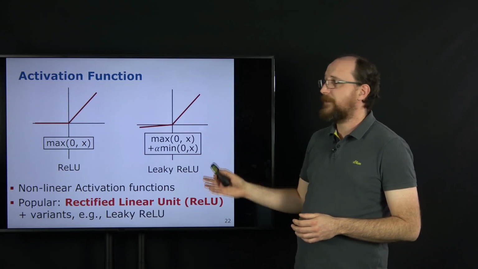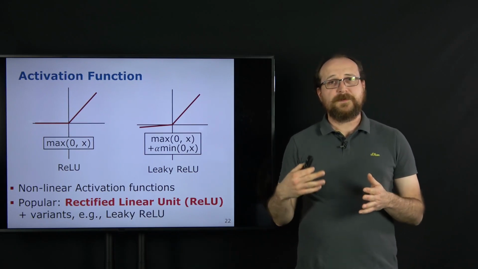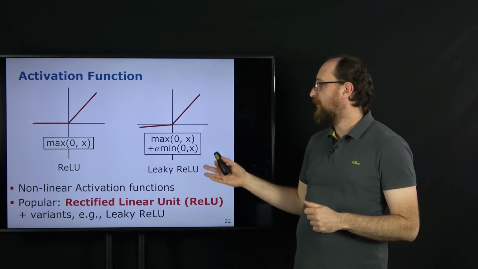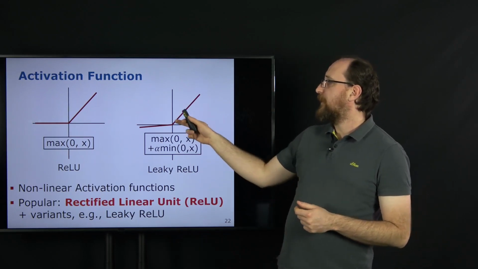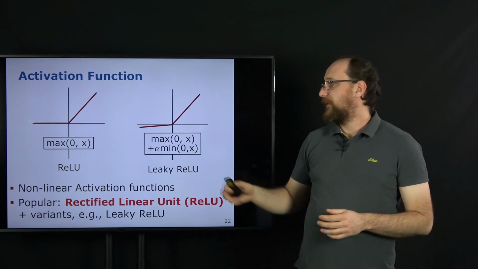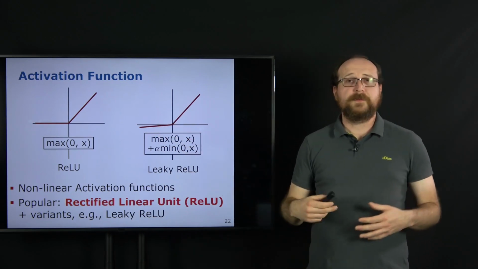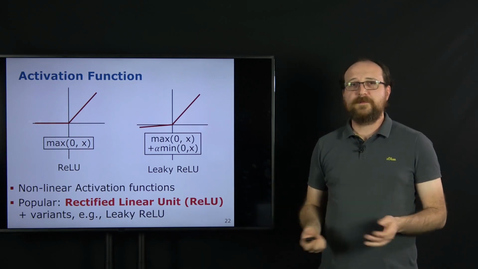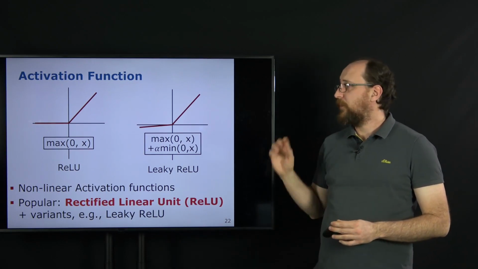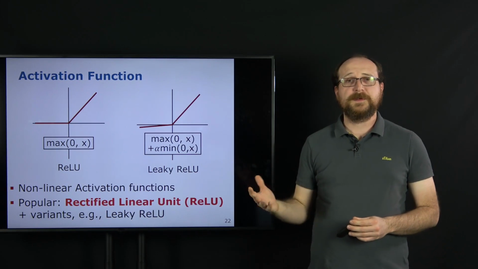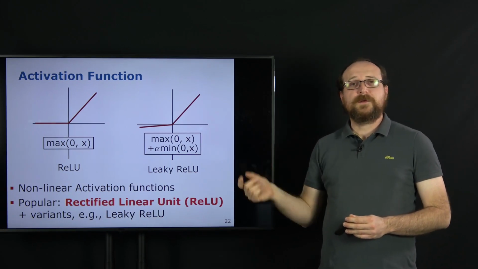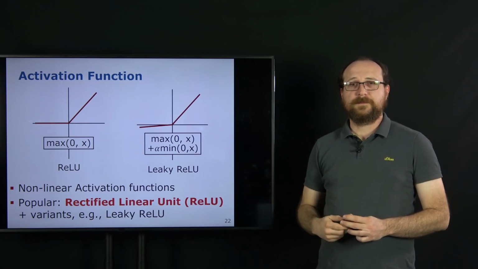Sometimes it's not desired that values smaller than 0 are also set to 0, so we can have something like the leaky ReLU, where we have a slight slope here, so that we are getting non-zero values also for negative values. But there are different variants that can be used. An important thing to remember is basically that in a convolutional layer, usually we have a nonlinear function that transforms the input in a certain way.